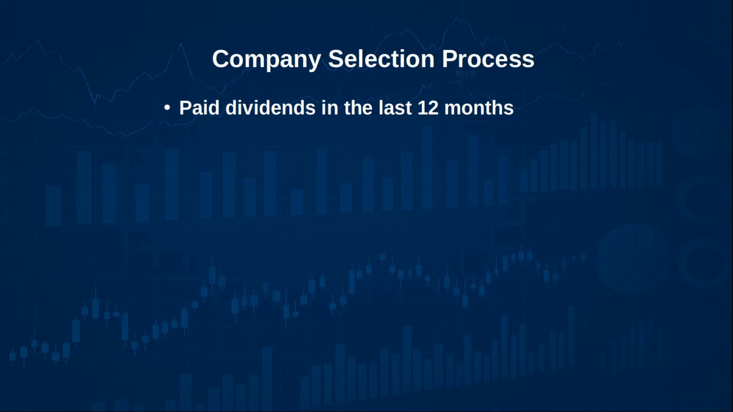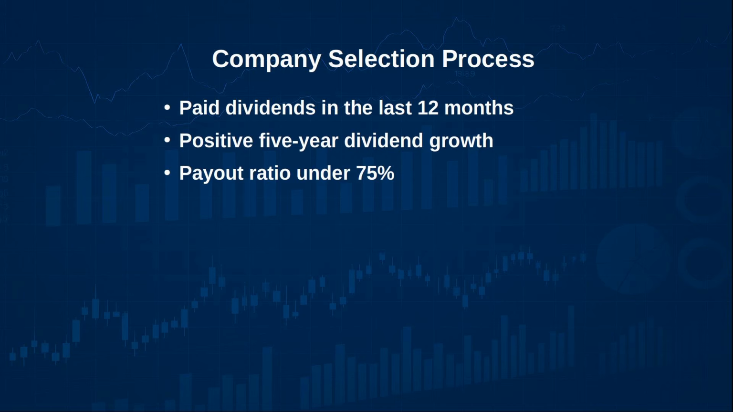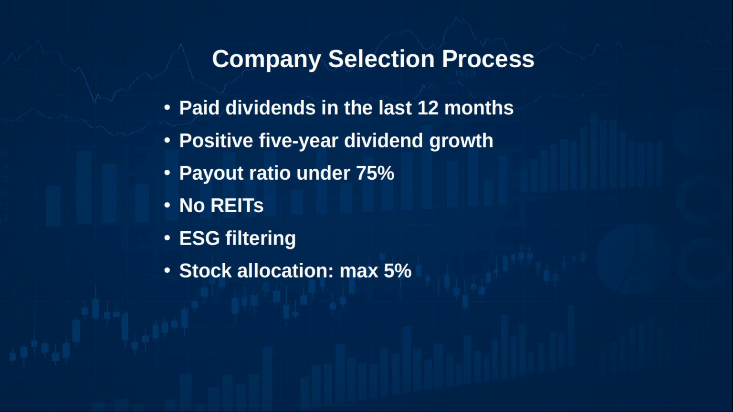The companies must have positive dividends, meaning the company paid out a dividend in the last 12 months. They need consistent dividend growth, so the dividend per share must be higher today than it was 5 years ago. They require a sustainable payout, meaning the forecasted payout ratio must stay below 75%. REITs are excluded. There is a strict ESG filter. Finally, individual stocks are capped at 5%, and no single sector can make up more than 40% of the fund.